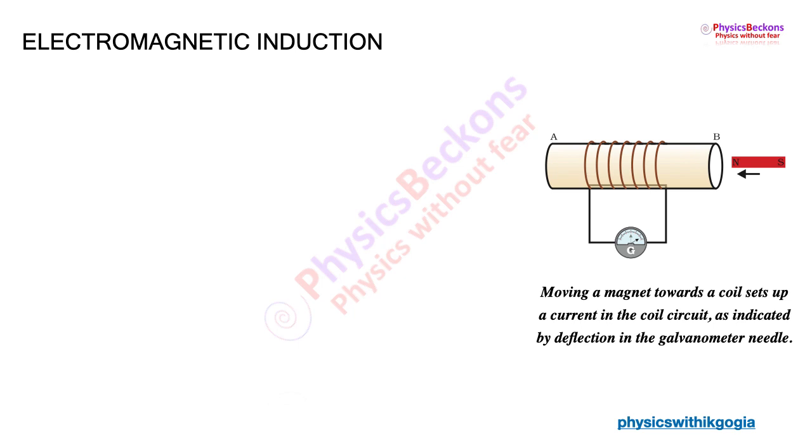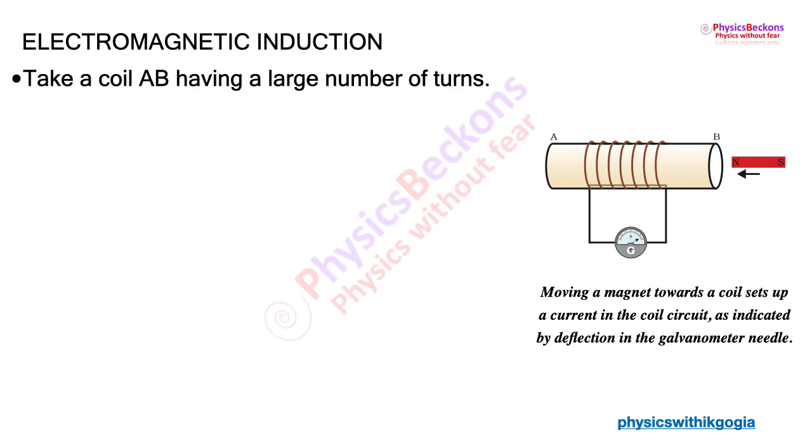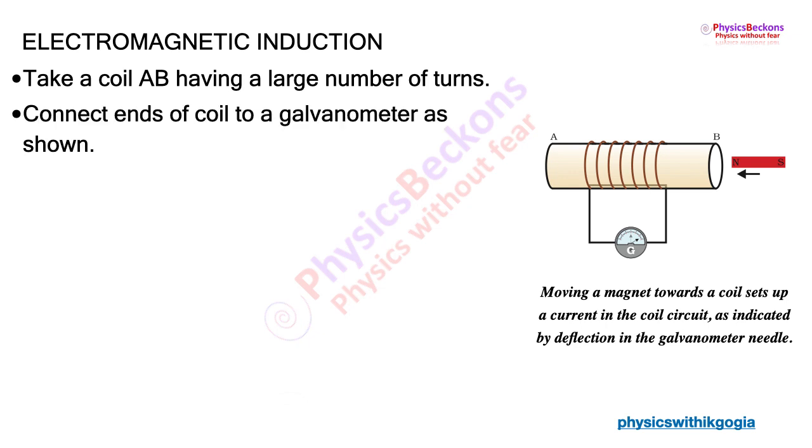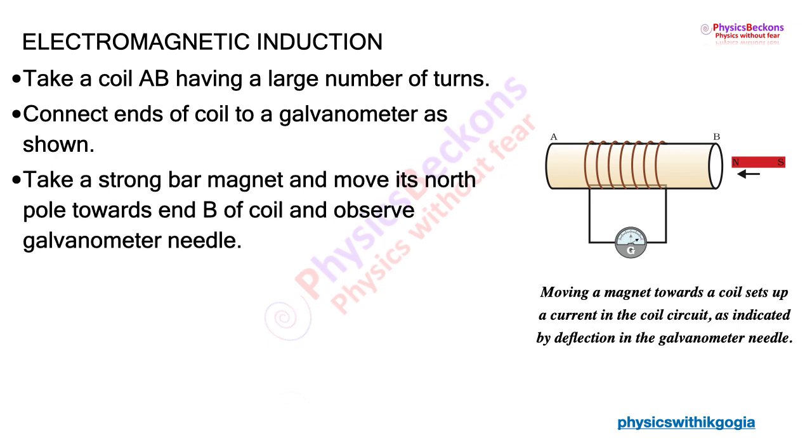In the setup, you have a coil AB with a large number of turns. The coil is wound on a non-magnetic roll. We connect the ends of the coil to a sensitive galvanometer as shown. Take a strong bar magnet and move its north pole towards end B of the coil.